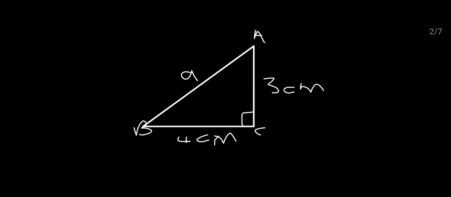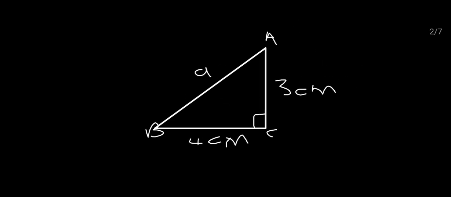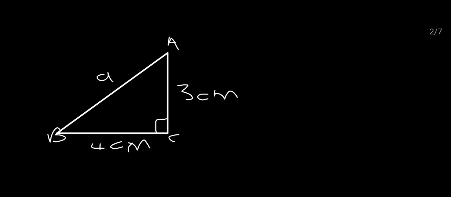Note the length here, AC, this side, is 3 centimeters, and then BC is 4 centimeters, and then AB is A. This is A again, not 9. This is A. So the question was to solve for the length A. It is a side on a triangle, and it's not just any triangle, it's a right angle triangle. And if we're solving for a side on a right angle triangle, our best friend is the theorem of Pythagoras.